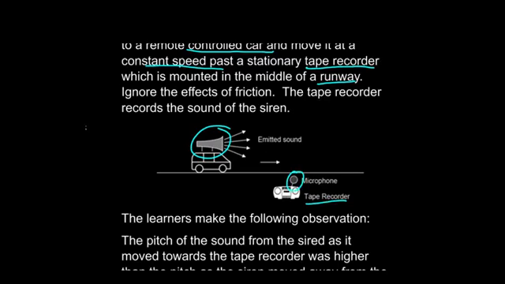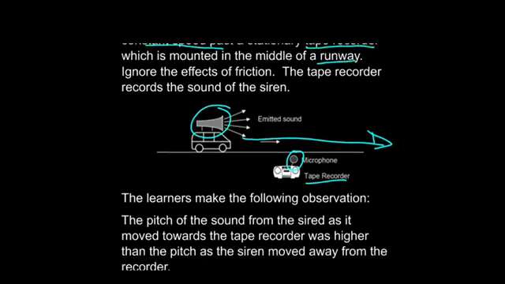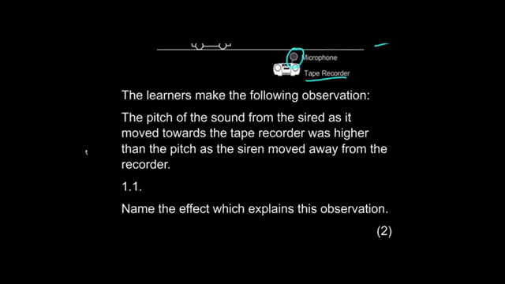So this car moves at constant speed, and it moves in that direction. So it's moving at constant velocity, constant speed, and it's going along quite nicely. So the learners make the following observation. The pitch of the sound from the siren as it moved towards the tape recorder was higher than the pitch of the siren when it moved away from the tape recorder.